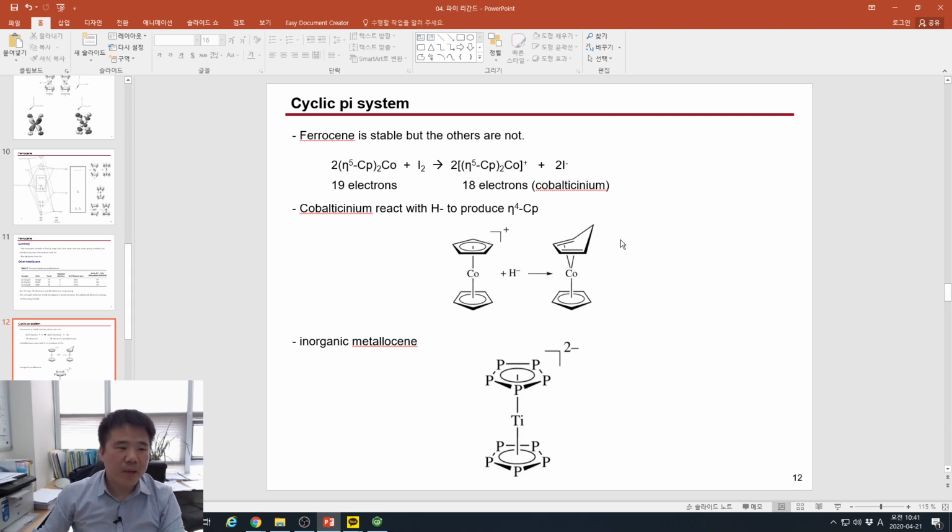Yes, that's right. So this cobalt complex gives the electron to I2, making an 18-electron complex, and 2 I minus is generated. Okay, and then the cobalt complex can react with hydride to make eta 4 CP. In this case, the hydride attacks the carbon. This one is produced.